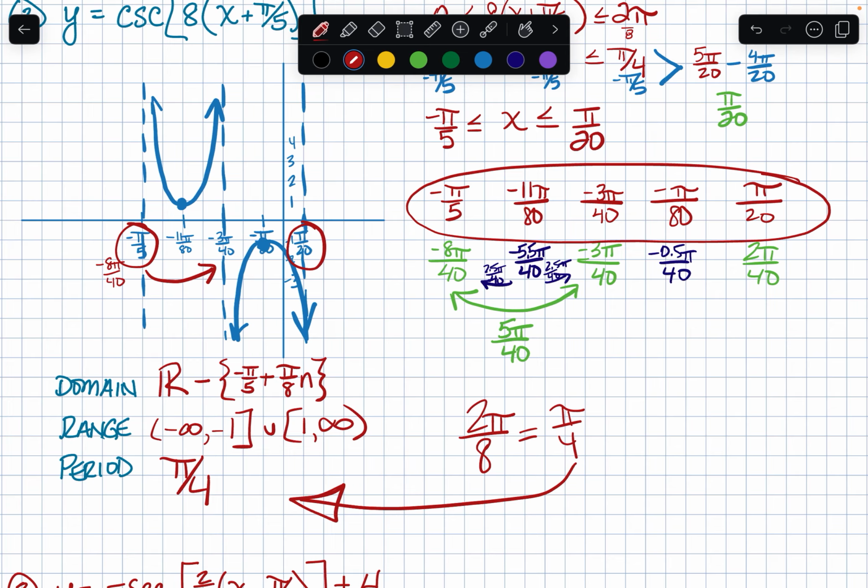All right, you could also figure out, okay, negative pi over 5 to pi over 20. Well, that was negative 8/40 to 2/40. That's a difference of 10/40, which is 1/4. Again, those are going to be one of those where you're just going to have to try it a couple of times, and then if it doesn't make sense, we'll figure it out together.